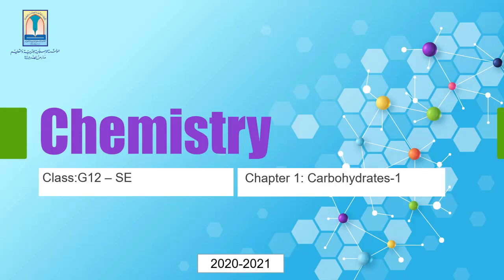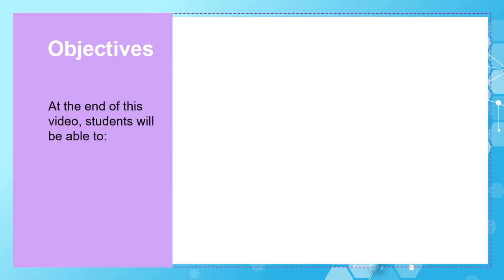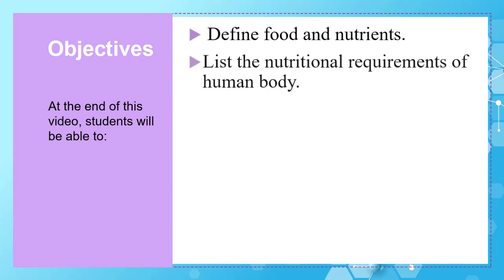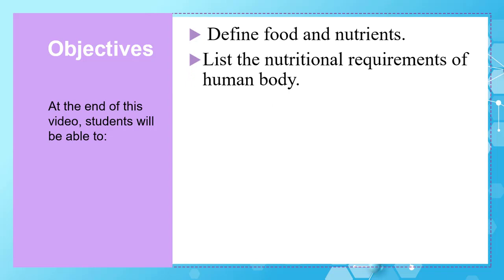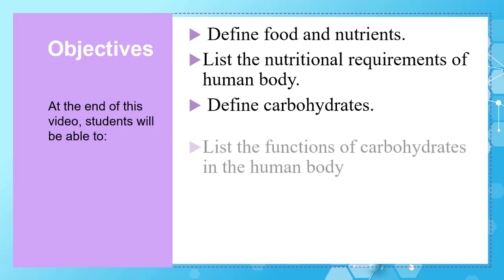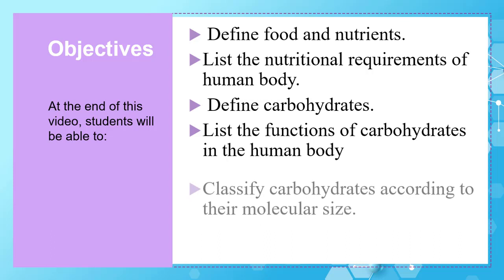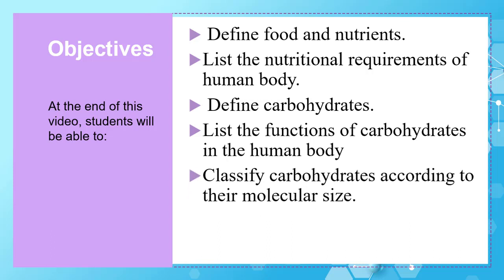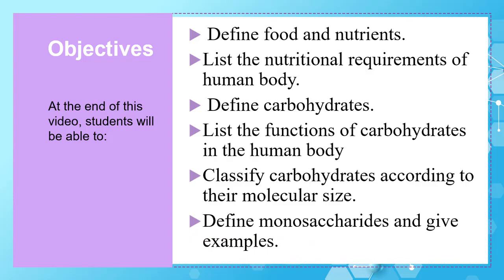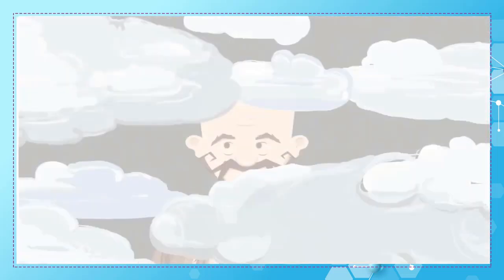Assalamu alaikum. We'll continue our online sessions with Chapter 1, Carbohydrate. At the end of this video, you will be able to define food and nutrients, list the nutritional requirements of a human body, define carbohydrates, list the functions of carbohydrates in the human body, classify carbohydrates according to their molecular size, and define monosaccharides and give examples.